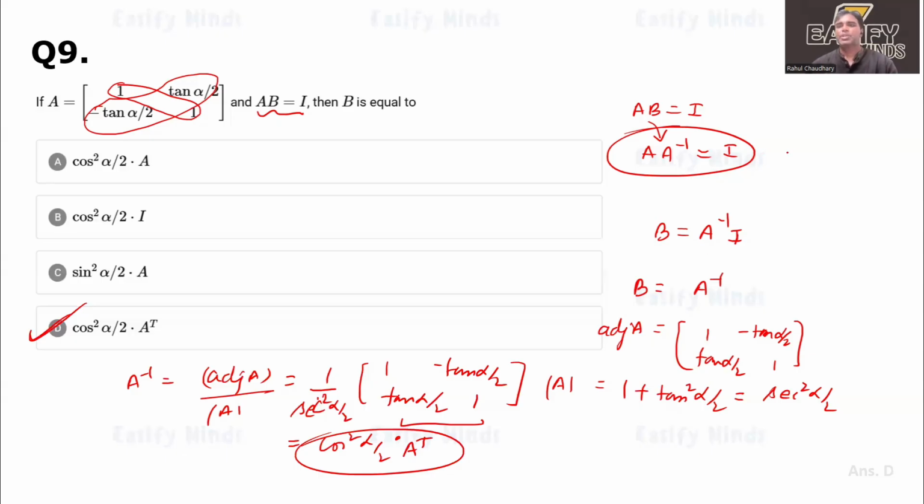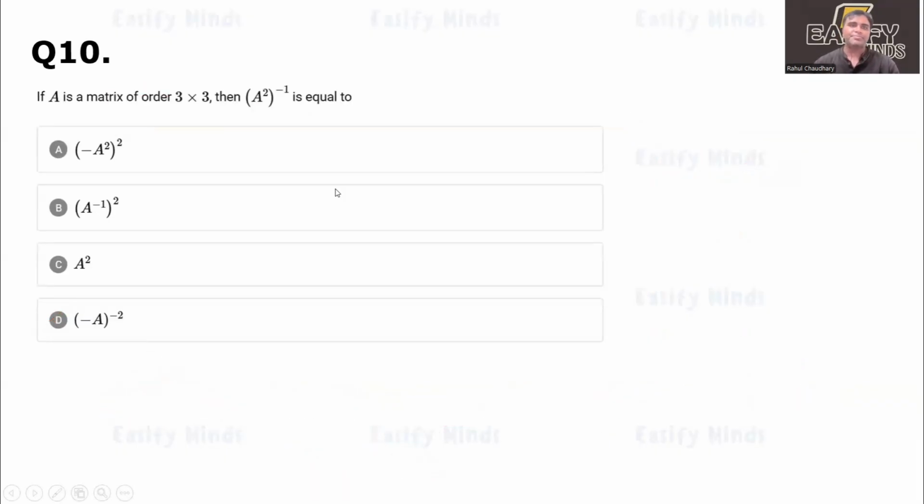Understand? This property you have to remember. A into A inverse is equal to I. So whenever two matrices multiply to I, it means one matrix is the inverse of the other. And how to find the inverse? The inverse formula is adjoint of A divided by determinant of A. If determinant of A is 0, then inverse is not possible. Clear? Let's move to next one, 10th.